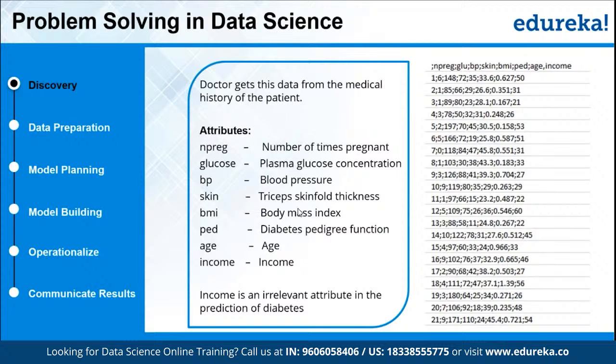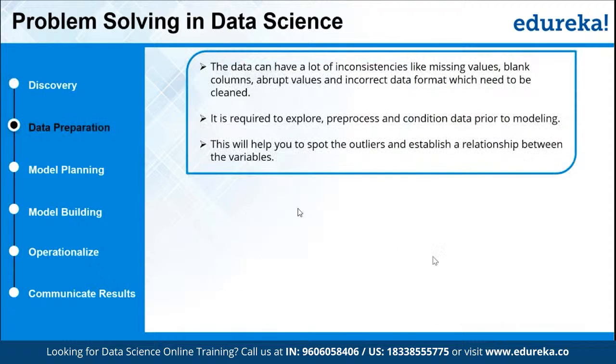Okay, so you will have to get rid of the inconsistency, as in missing values, blank columns, abrupt values, and incorrect data. So it's not that whatever data you have received, you'll start doing the analysis on that, or feed that data to the model. You will have to do the pre-processing. It is required to explore, pre-process and condition data prior to modeling. This will help you to spot the outliers and establish a relationship between the variables.